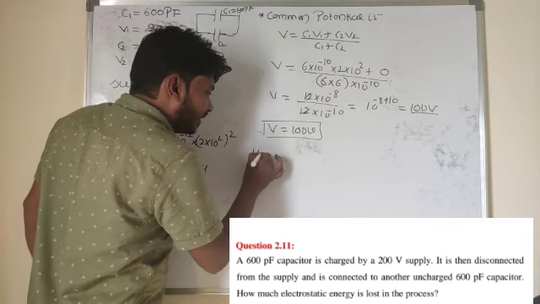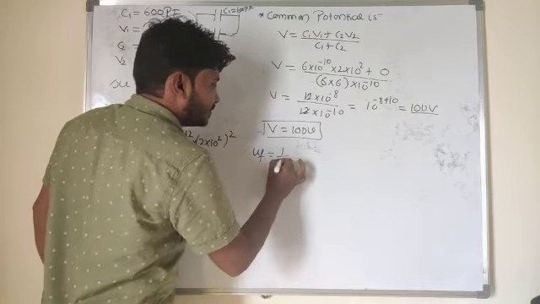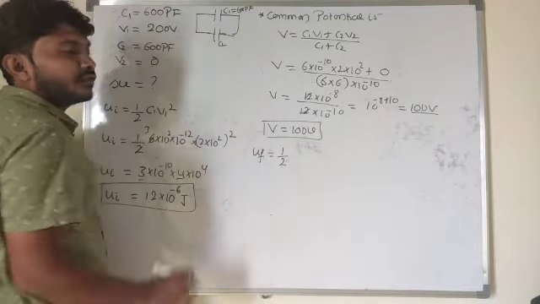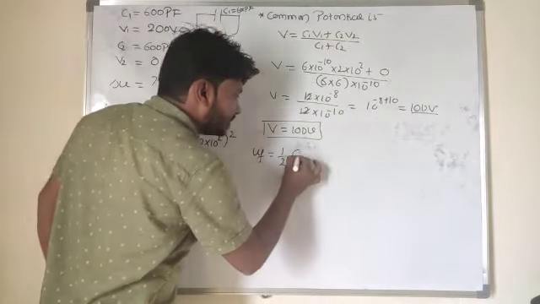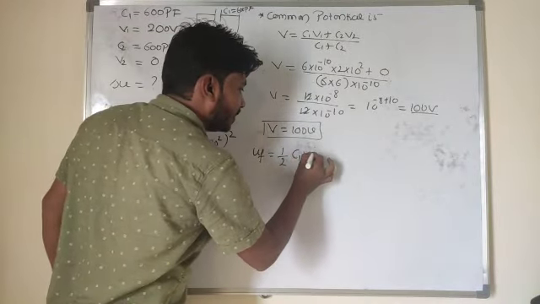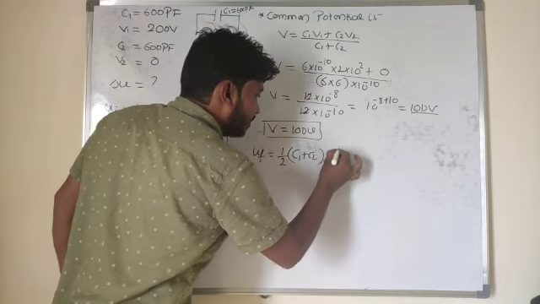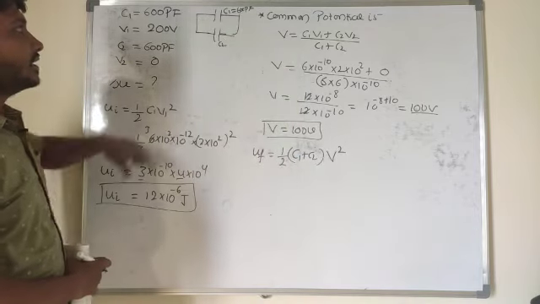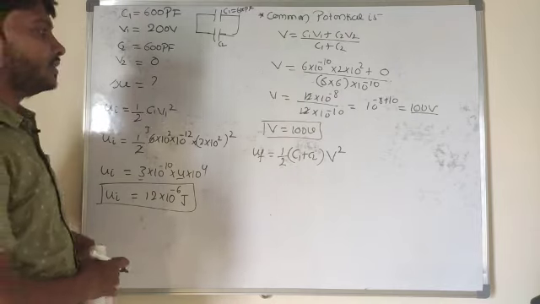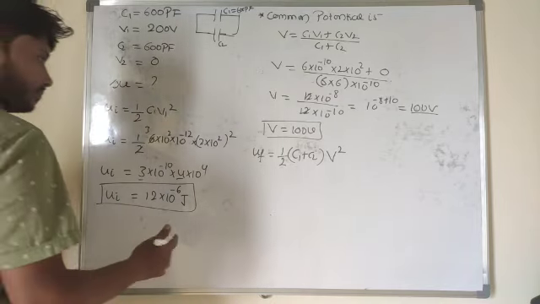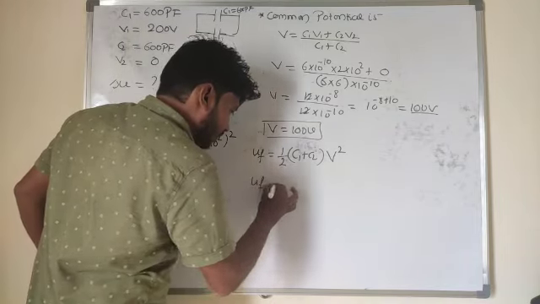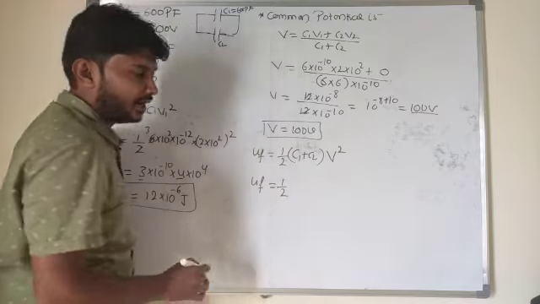Then final energy stored, U of F, so half of. What is the nature of combination between these two capacitors? So this is in parallel, so C1 plus C2 into V square. So after connecting these two capacitors in parallel, this is the common potential value. So U of F is equal to 1 by 2.